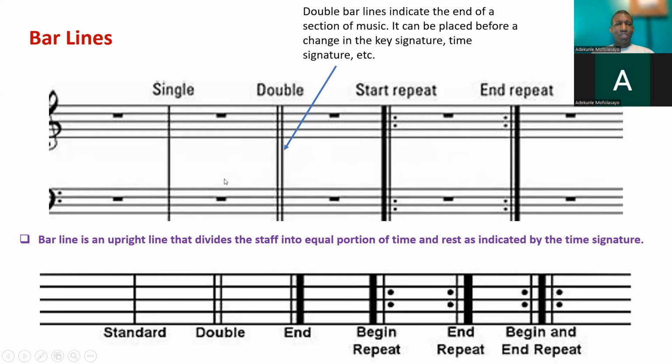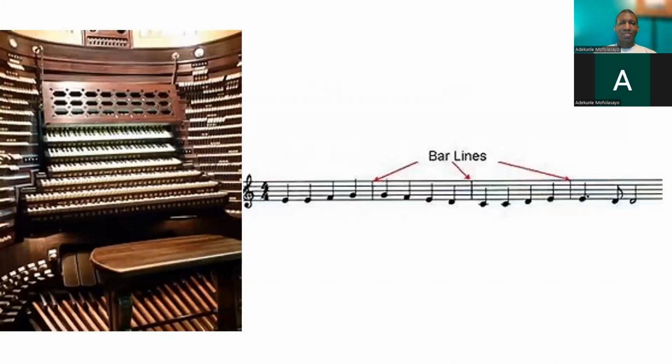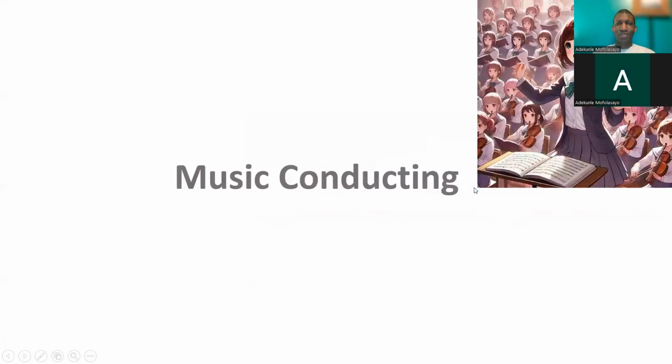So these are examples of bar lines again: single bar line, double bar line. This one is the start of the repeat portion, and this is the end of the repeat portion. The double bar lines can be used when we have a change of key signature or a change in time signature. Next week, we'll be talking more about key signature. So here we have bar lines again that are shown on the screen. Here is a bar line, here is another bar line.